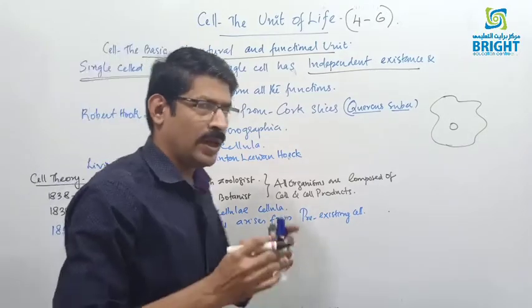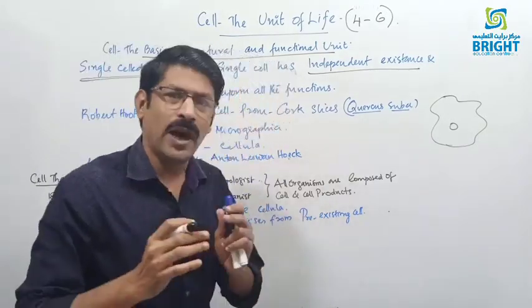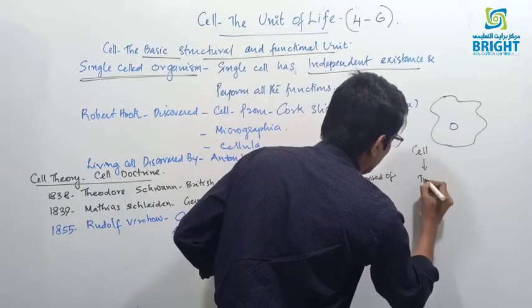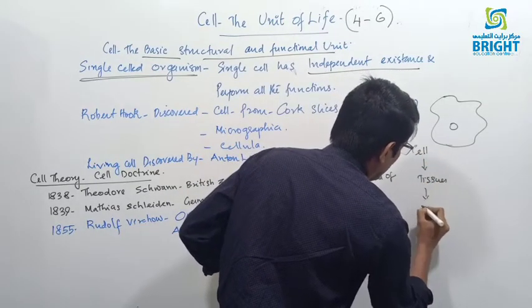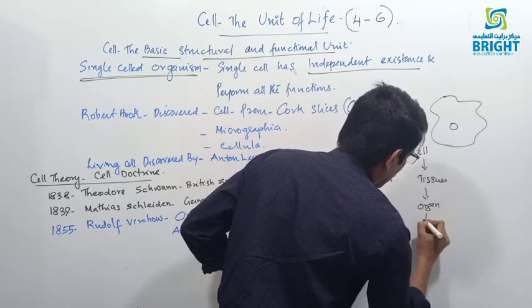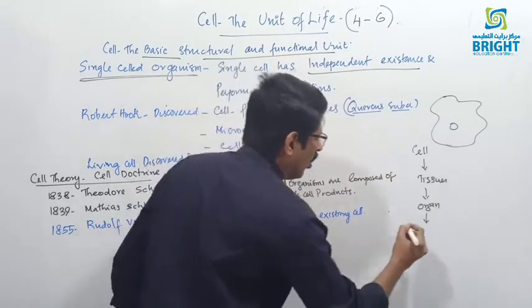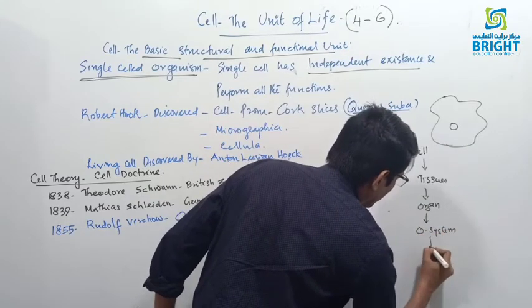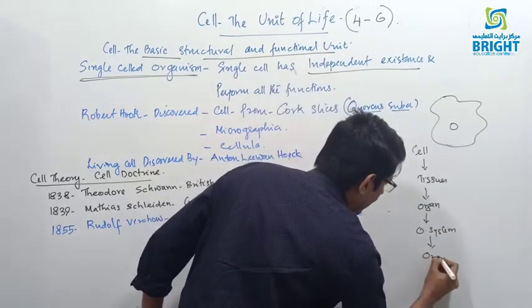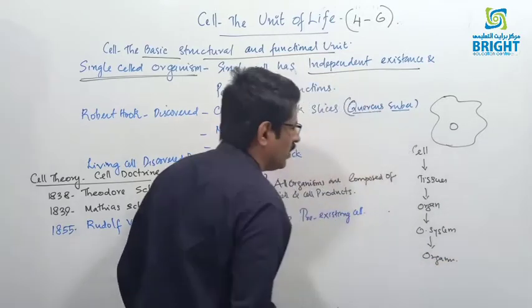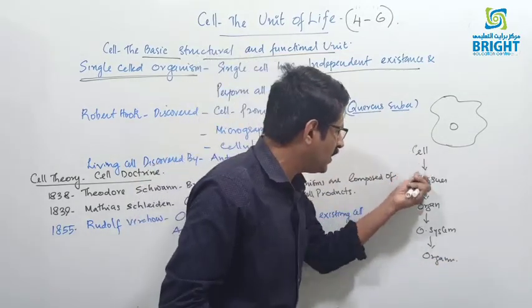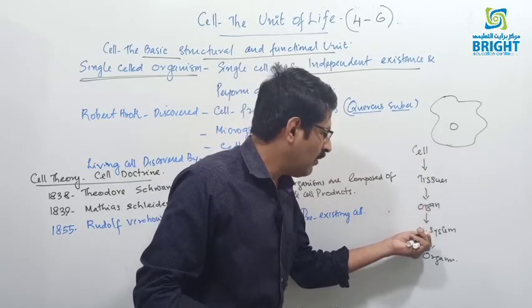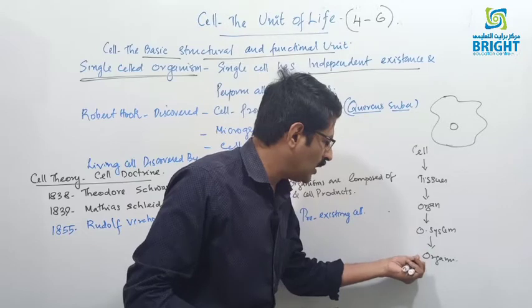But in the case of multicellular organisms, there is a hierarchy, that is, cells group to form tissues, tissues group to form organs, and in the case of animals, organs group to form organ systems, and different organ systems group to form the organism. So in a multicellular organism, different types of cells are present, and the cells group to form tissues, organs, various organ systems, and ultimately the organism.